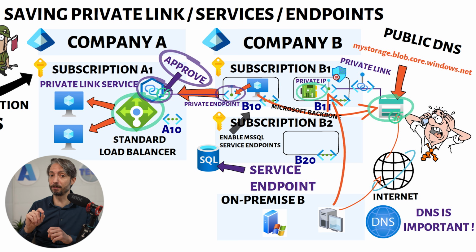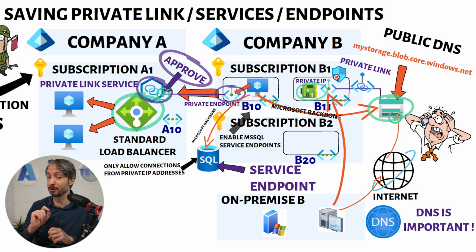Once we enable this option, whenever the virtual machine tries to connect to the SQL database using the public endpoint, the traffic will be securely routed using the Microsoft backbone. The benefit here is that you can tell the SQL database to only accept connections from the private IP address of the virtual machine. One security drawback is that it may be exposing your environment to data exfiltration.